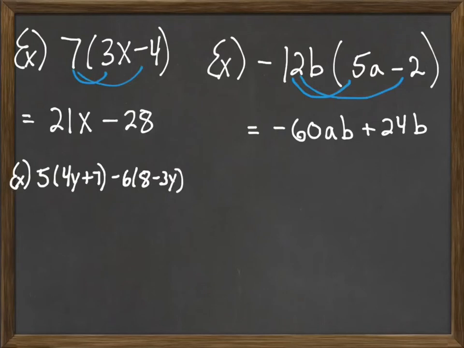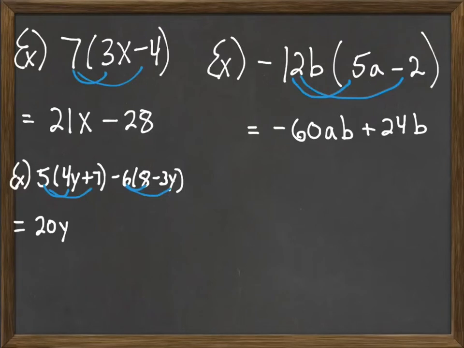Now in the next two examples we're going to look at here, we're going to need to both multiply as we did up above, and we're going to need to combine like terms as we did in the previous video. So let's begin. First thing we need to do is distribute each of our multiplications through. So 5 times the 4y, 5 times the 7, and minus 6 times the 8, and a minus 6 times the minus 3y.